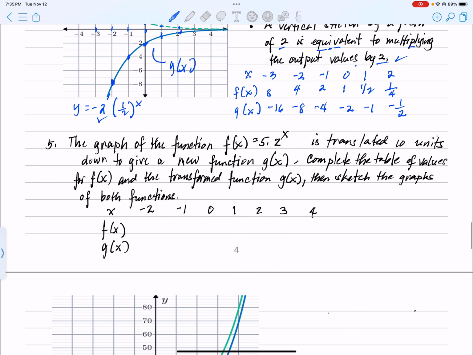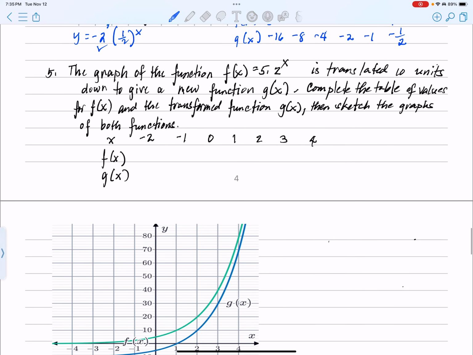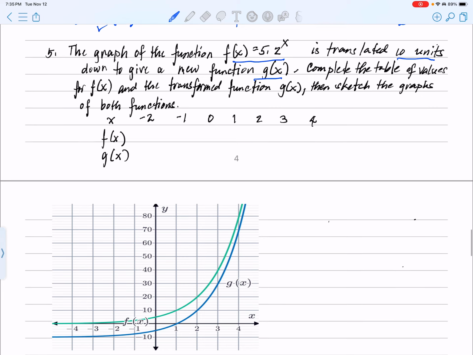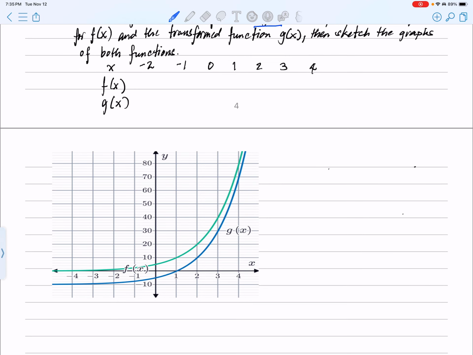Okay, let's do this one. The graph of the function f of x is 5 times 2 to the power of x. So it's very clear that the initial value, or the y, is 5, and it is translated 10 units down and gives us g of x. So this is the f of x, and this is the g of x.